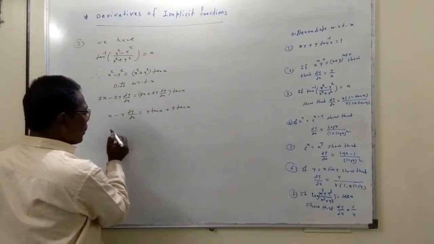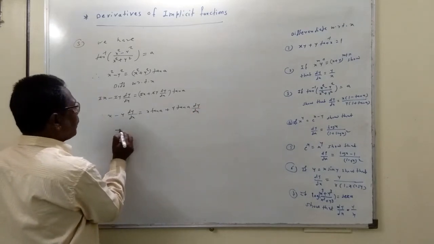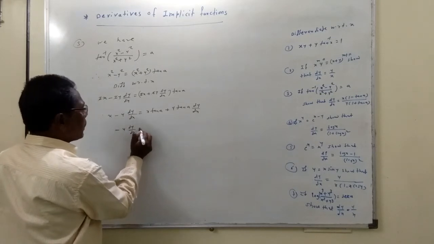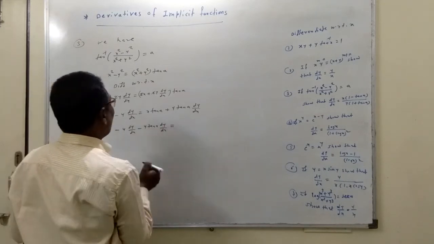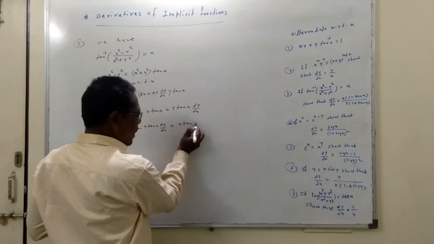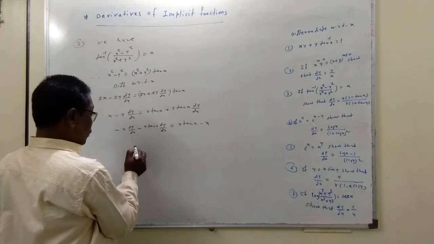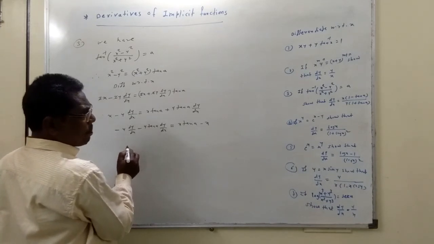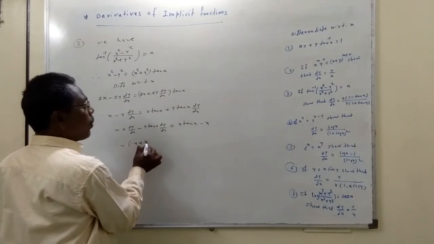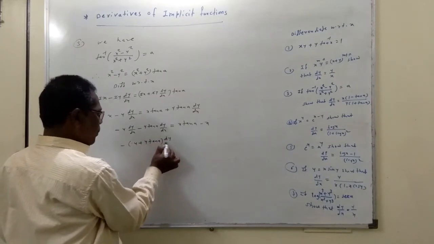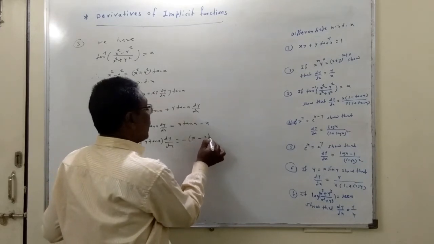So now dy by dx terms, we will take on the left side. So minus y dy by dx minus y tan A dy by dx is equal to x tan A minus x. So now we'll take the minus sign outside. (y plus y tan A) into dy by dx is equal to, minus sign here also we will take outside, so x minus x tan A.